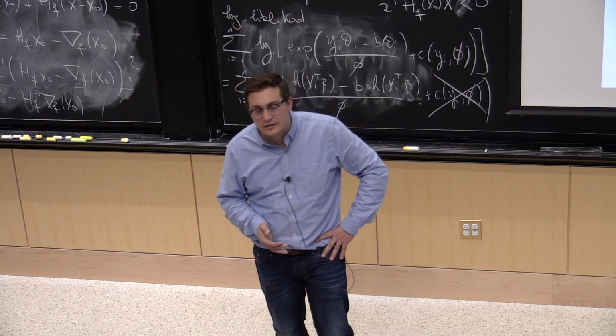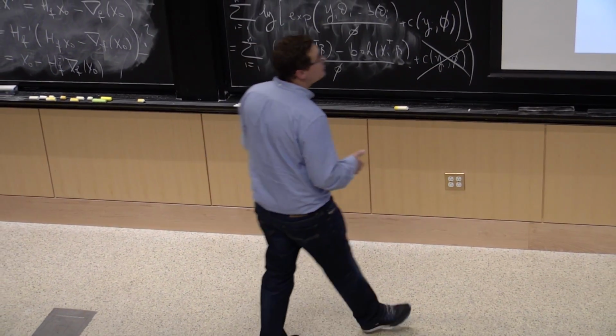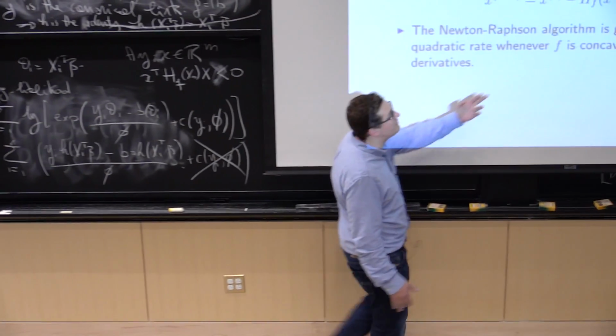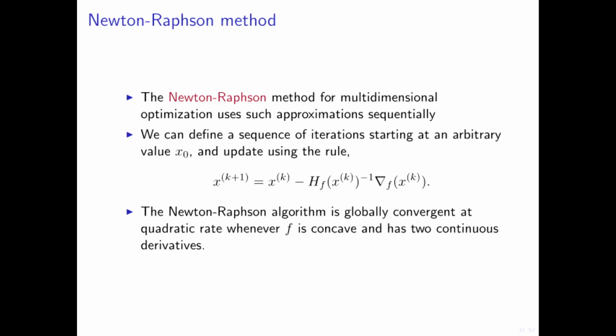OK, so of course, in a second, we will plug in for the log likelihood. This is just a general thing for a general function f. But in a second, f is going to be ln. If I wanted to implement that for real, I would have to compute the gradient of ln at a point xk. And I would have to compute the Hessian at a given point and invert it. OK, so this is just a basic algorithm.